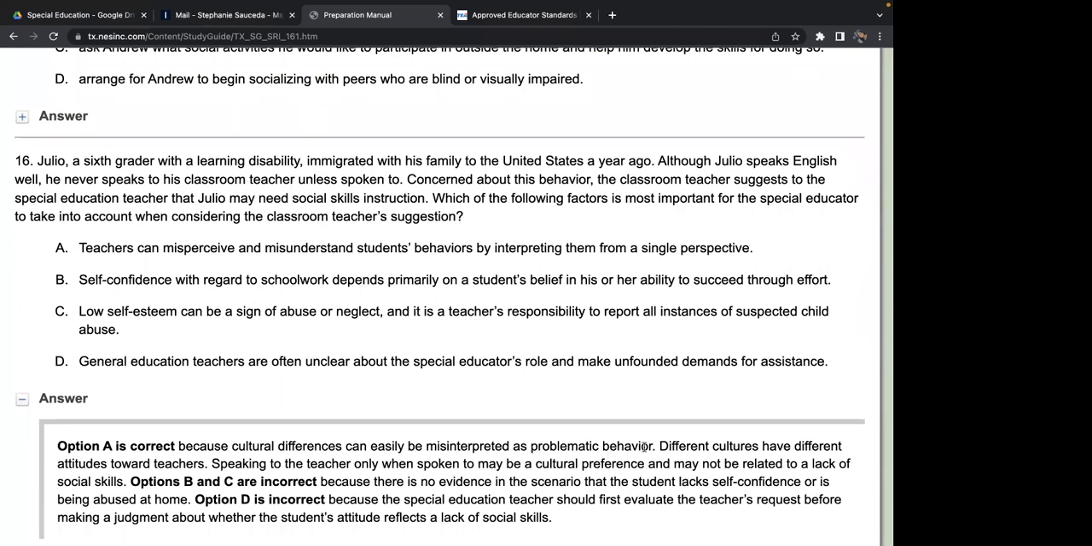Especially those English language learners very, very often get misreferred to the special education department, simply because they don't yet have the linguistic ability and that cultural nuance. And it comes off to someone who's not looking at the whole picture as problematic. So speaking to the teacher only when spoken to may be a cultural preference and may not be due to a lack of social skills. Their social skills may be completely on point, because it's just a learning disability.